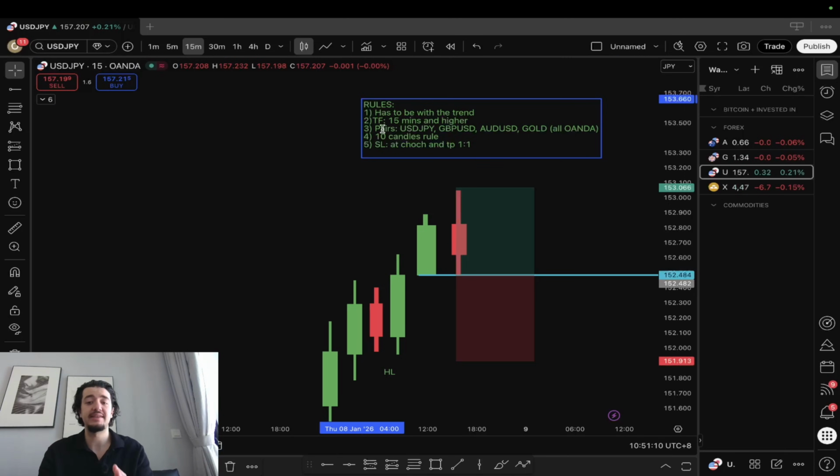The pairs, these are the best pairs. First pair is USD JPY. It's by far the best pair. After that is GBP USD. It has a really good win rate as well. Then we have AUD USD, which is great, but it's not like GBP USD and USD JPY. And then we have gold.